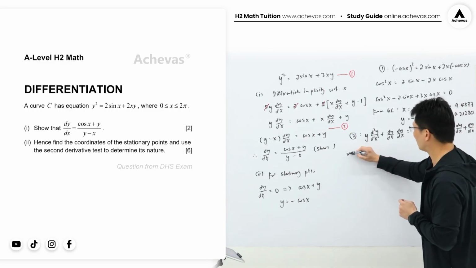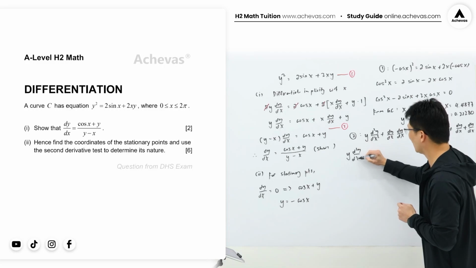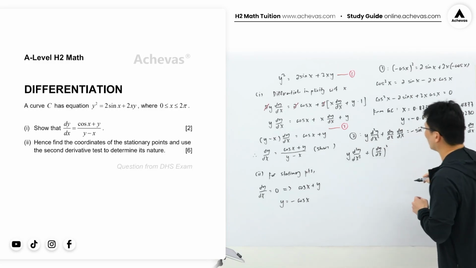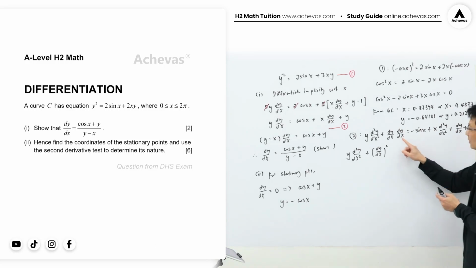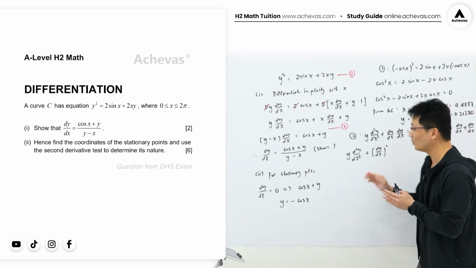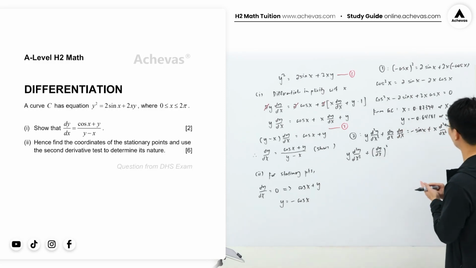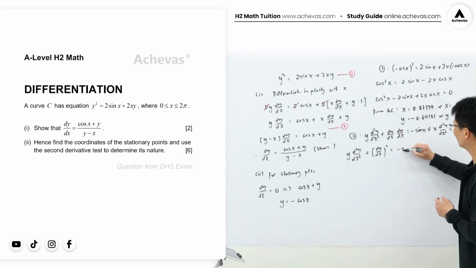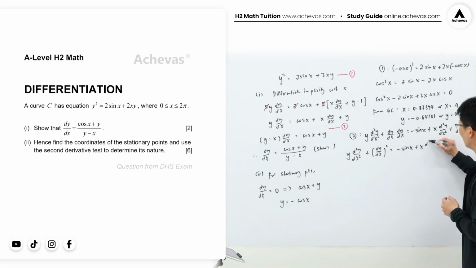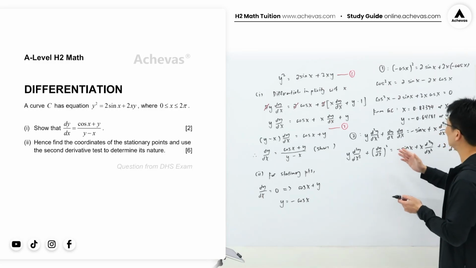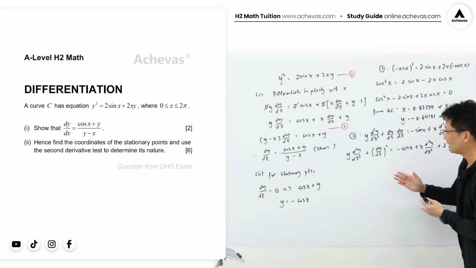Let's simplify a bit. We have y d squared y/dx squared. This will be dy/dx whole thing squared. So just to be careful, dy/dx times dy/dx, I will have dy/dx whole thing squared. It's not d squared y over dx squared. They are not the same thing. This I will end up with minus sine x plus x d squared y over dx squared plus twice of dy/dx.